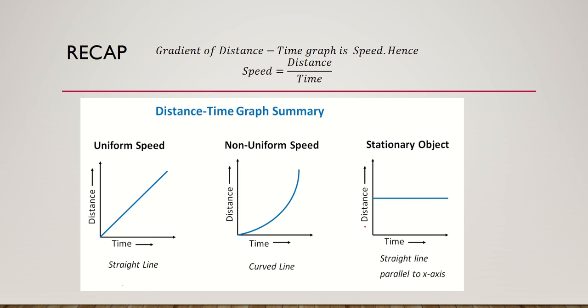Now, quick recap. When we have a straight line, we can say that the speed is uniform and at every step the speed will be the same. When we have a curved graph, we see that the speed is not uniform, the speed is changing. When we have a horizontal line, we say that the object is not moving, it is stationary. So I hope everyone is clear about it.